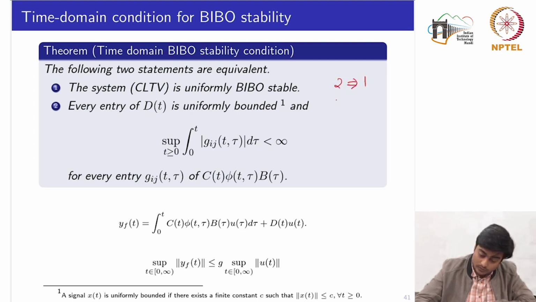Now to prove 1 implies 2, let's recall that the forced response is given by this one, and this was the definition of the BIBO stability, right? So what we need to prove is that if the system is uniformly BIBO stable, then it implies that every entry of d of t is uniformly bounded, and this condition is also satisfied for every entry gij t comma tau. Okay.